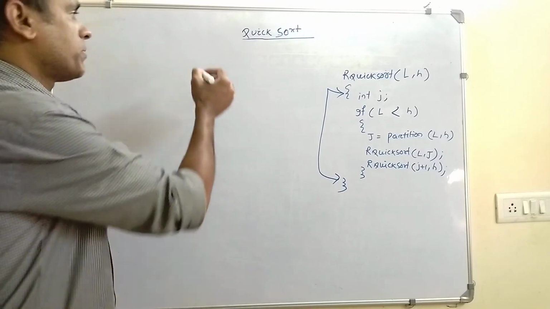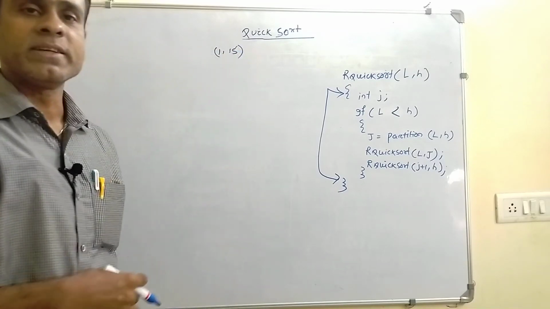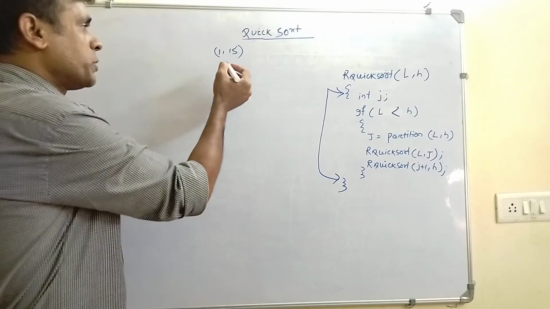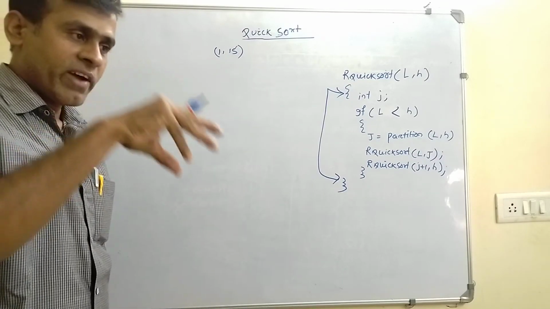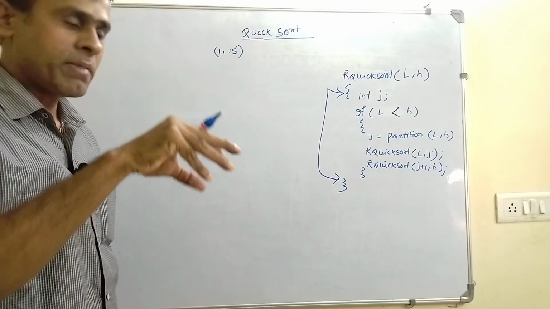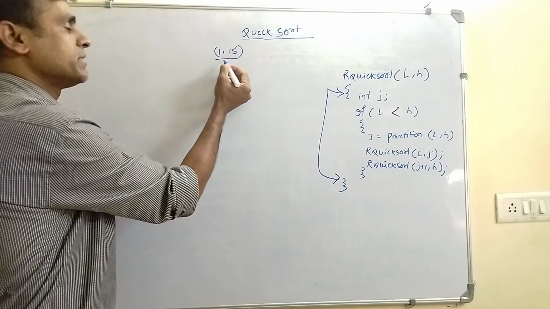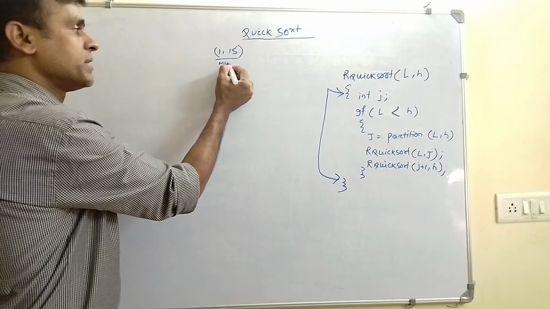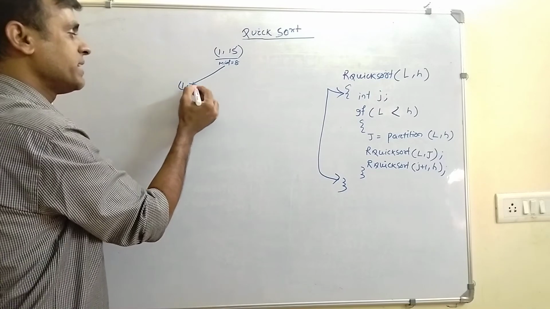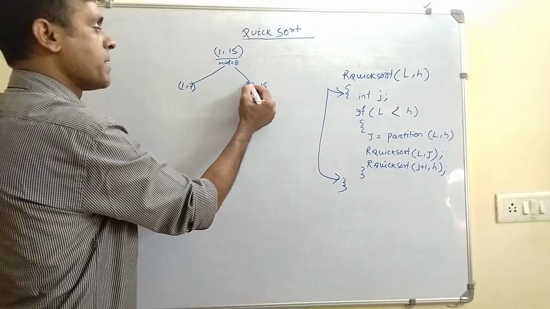Now you see, suppose the total number of elements is 15, and I want to divide them. Suppose I have chosen the middle element as my pivot, so the array is divided equally. There are 15 elements, so mid is 8. Then I pass 1 to 7 on one side, and 9 to 15 on the other.